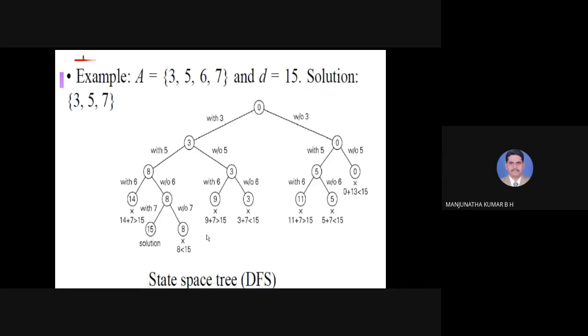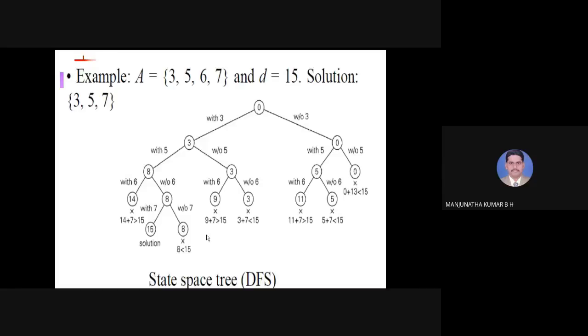If you want to search for a few more solutions, if they exist, you have to continue. You have to construct the complete state space tree. Now backtrack, change the decision: without 7. Without 7, the sum remains as 8 only, and there are no more elements left in my set. So 8 is less than 15. This is again a non-promising node. Backtrack, go to 8, all the choices are over. Backtrack, all the choices are over. Backtrack to 3. Now still one choice is left: without 5.